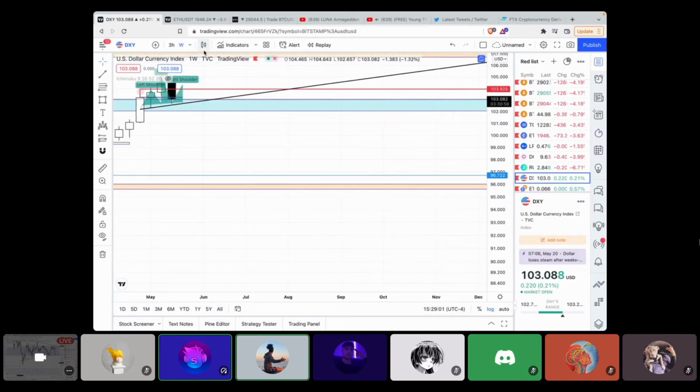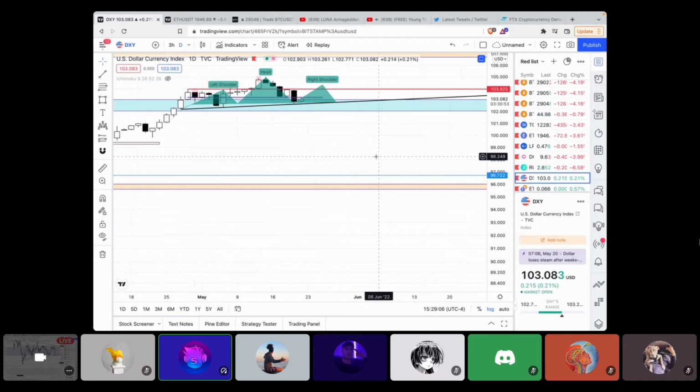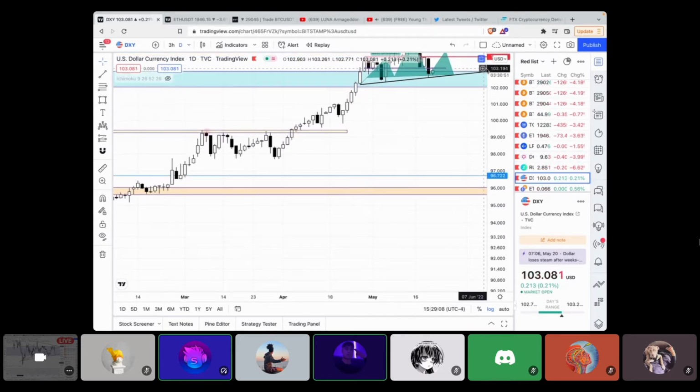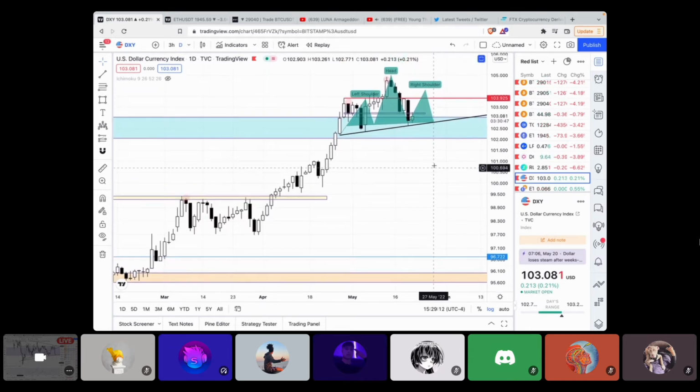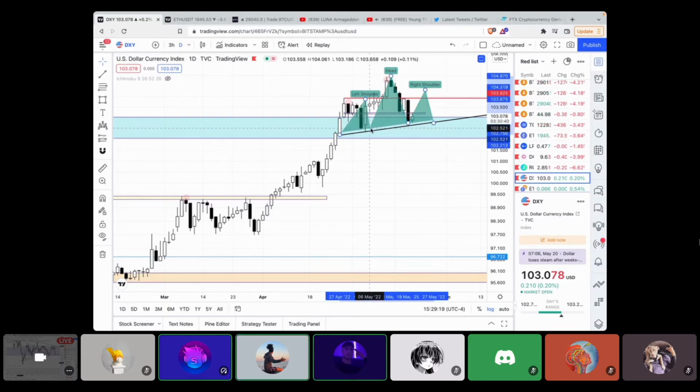Let's see how this is looking. I don't think the DXY goes much lower. I think it finds support on a previous supply. If we kind of drag this down a little bit. You're a pattern trader though, right? I don't trade patterns. No, I don't even trade the head and shoulders, to be honest.